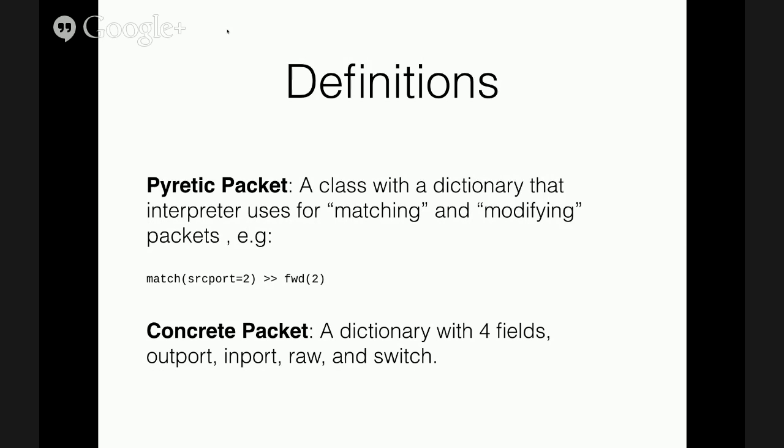And when we want to send out the packet through some output, we use the output field and send it back to the backend, and the backend tells the switch to send the packet through that specific output.